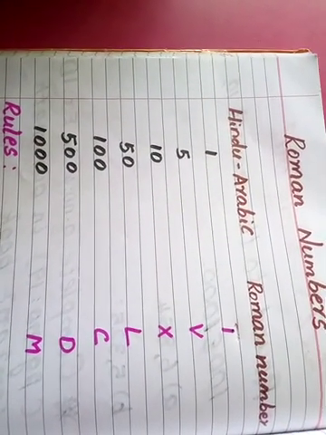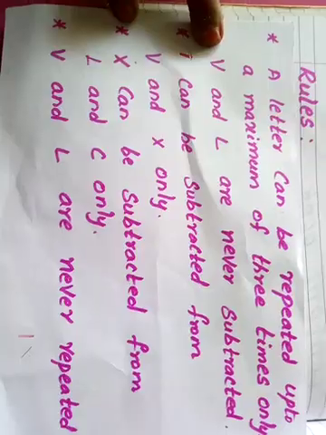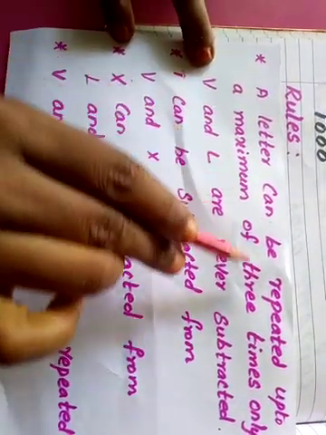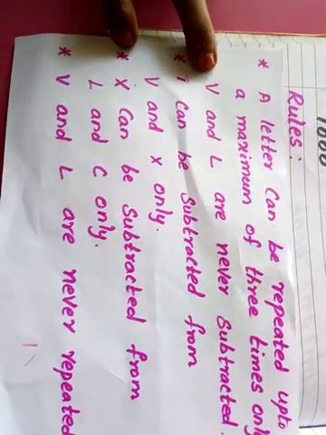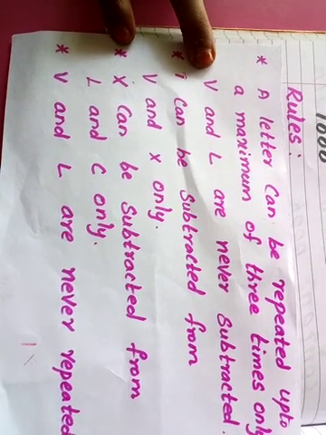So let us see what are the rules which we use to form Roman numbers. In Roman numerals, a letter can be repeated up to a maximum of 3 times only. We cannot repeat it 4 times.